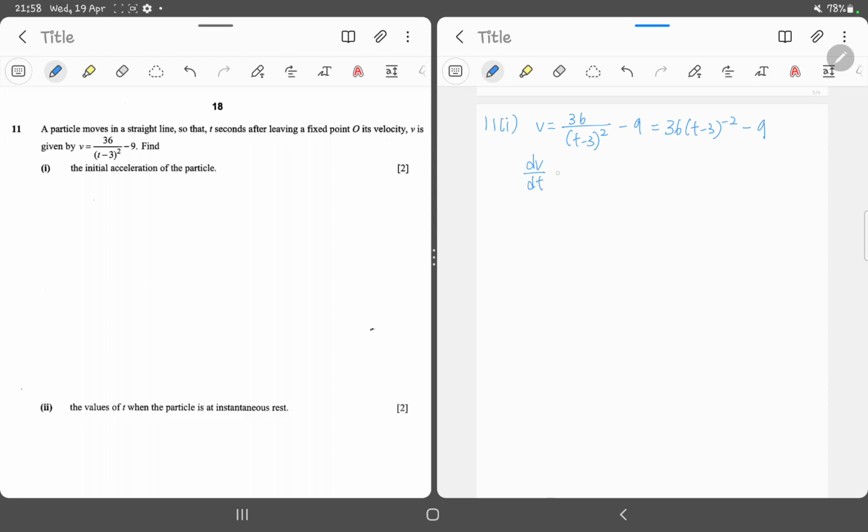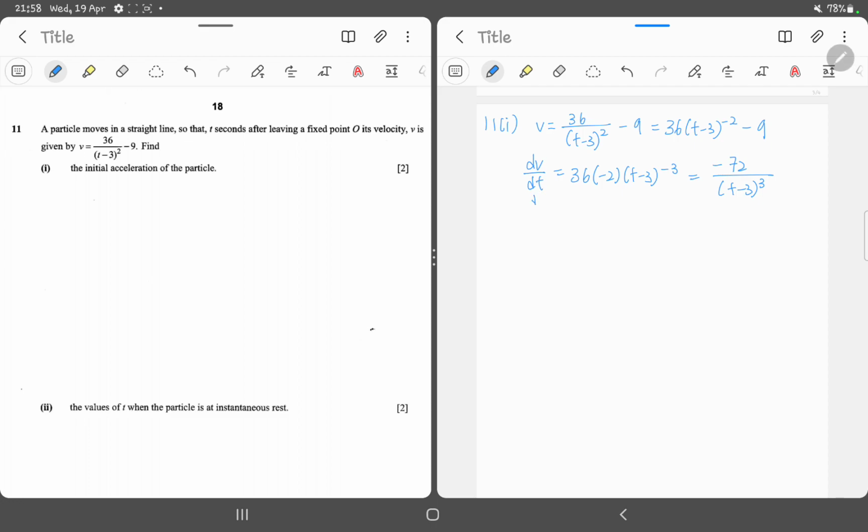dv/dt equals 36 times minus 2 times (t minus 3) to the power of minus 3. Okay, so this gives us minus 72 over (t minus 3) cubed. I'm going to move it down now. For the (t minus 3) to the power of minus 3, I'm going to move it down, so it becomes (t minus 3) to the power of 3 in the denominator.